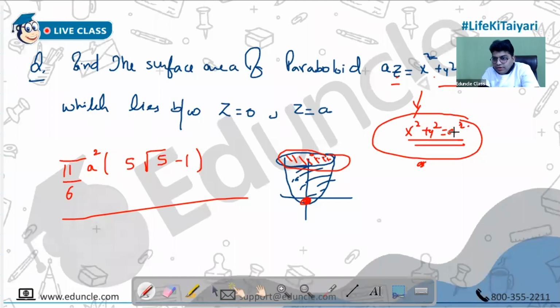Actually, I was worried about surface area. Now I am okay with it. Thank you. No, thank you. This is my duty. You are getting pi by 6, 5 root 5 minus 1. You are not getting a. See, in my answer, it is given only a, not a square. So just do further and solve the problem and tell me if a is there or not. Okay, a or a square.